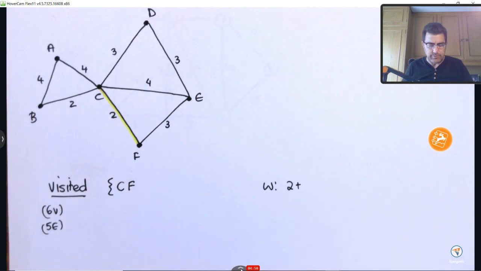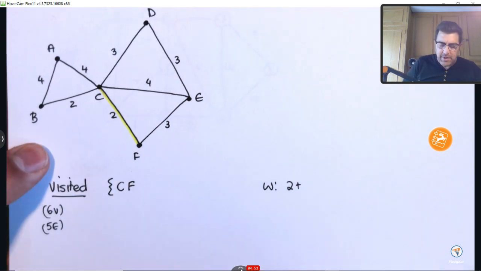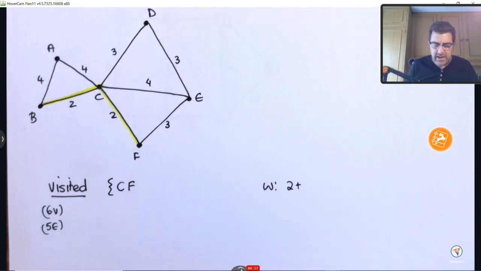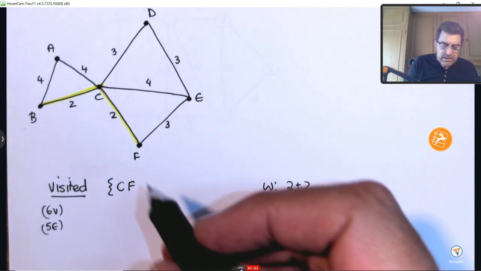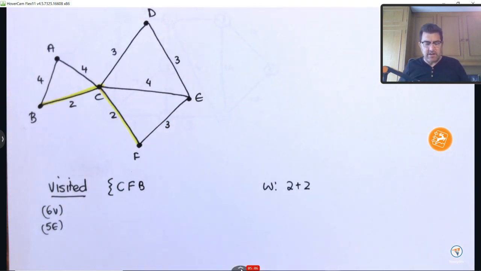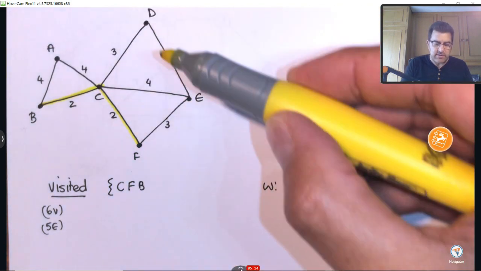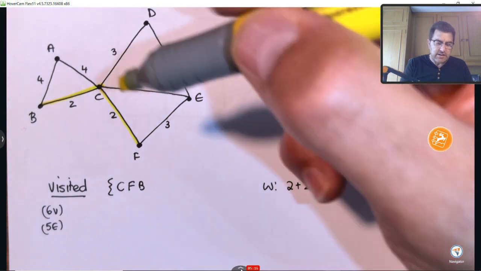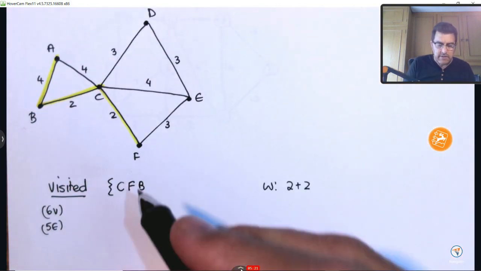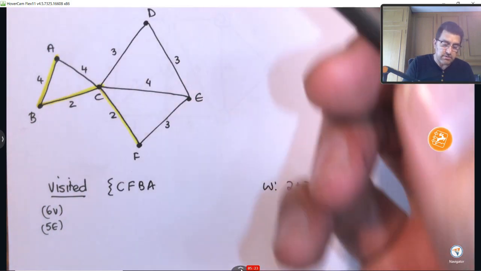Okay, now we go back to C because we see there's another weight of 2 that we can rely on to create the minimum spanning tree. So far we've used C, F and B. Okay, now if we're back at F, we can go one of two ways. Look, we need to get to A, we need to get to D and to E. So I can get to A quite quickly by just going from B to A. I could have gone from C to A if I wanted to, but that's a weight of 4.